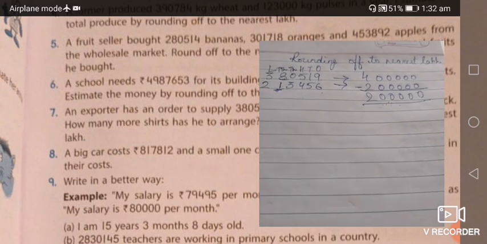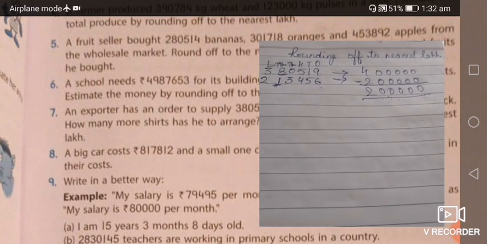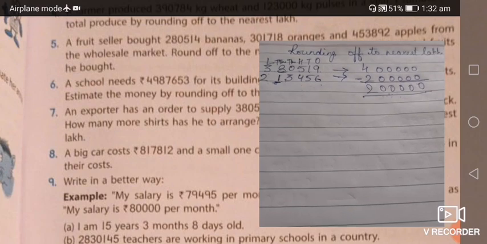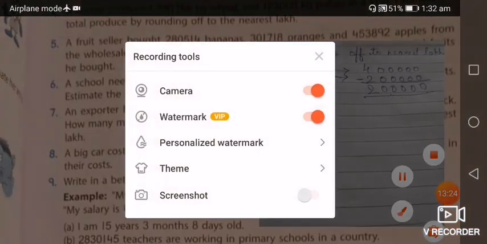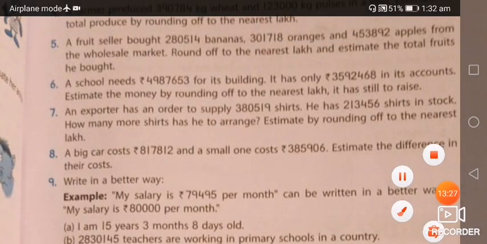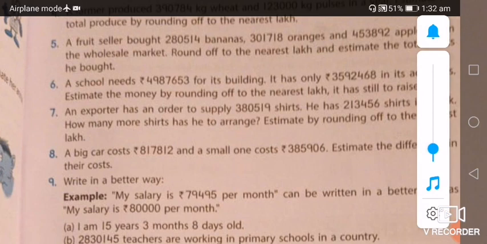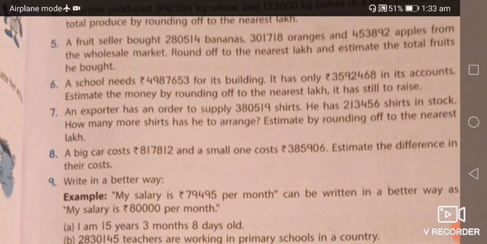Fine, only this estimation part is a little bit tricky. Then question number 8. A big car costs rupees 8,17,812 and a small one costs rupees 3,85,906. Estimate the difference in their cost.